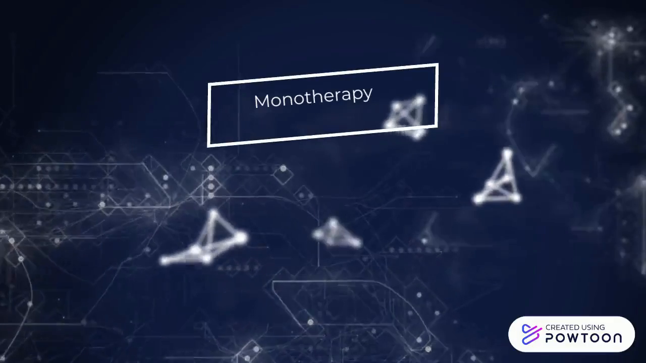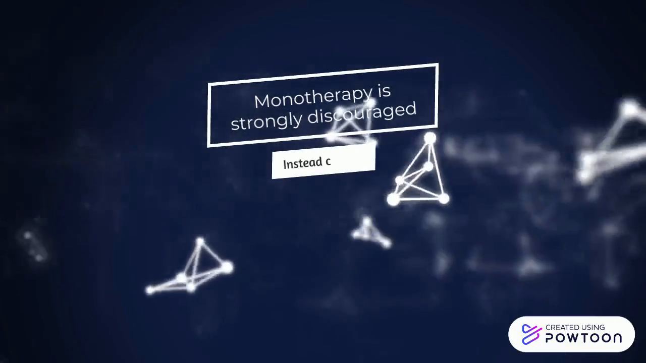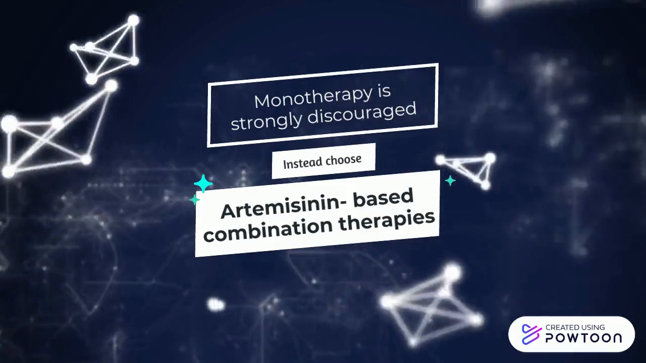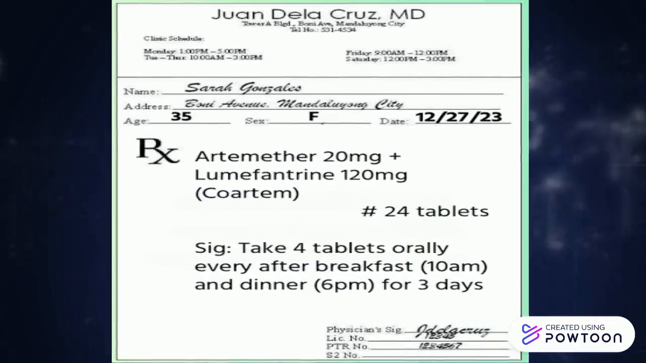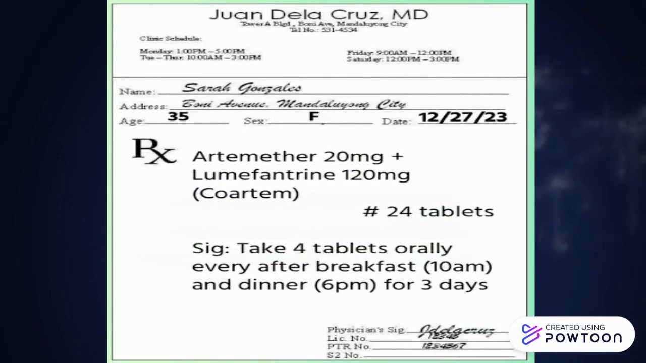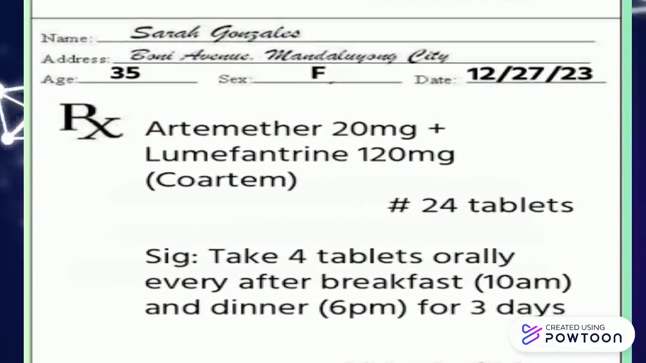Monotherapy for the treatment of uncomplicated malaria is strongly discouraged. Rather, co-formulated artemisinin-based combination therapies are recommended to improve efficacy and prevent the selection of artemisinin-resistant parasites. The most common treatment for uncomplicated malaria in the Philippines is an oral combination regimen of artemether-lumefantrine or Co-Artem, and it is taken 4 tablets orally twice a day, every after breakfast at 10 a.m. and dinner at 6 p.m., for a total of 3 days.